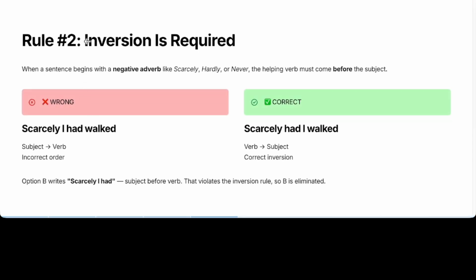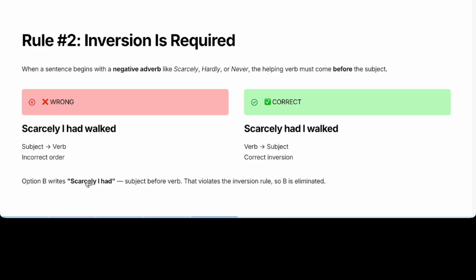Rule 2: inversion is required. When a sentence begins with a negative adverb like scarcely, hardly or never, the helping verb must come before the subject. So here, scarcely I had walked, where I is the subject and had is a verb, walked is a verb. So subject followed by verb is the incorrect order. Scarcely had I walked: verb followed by subject is the correct inversion.